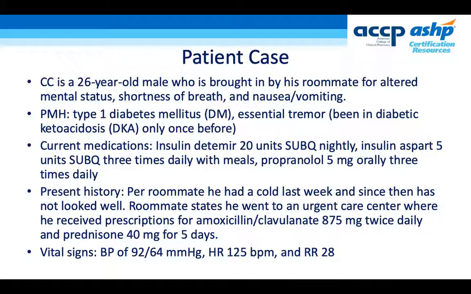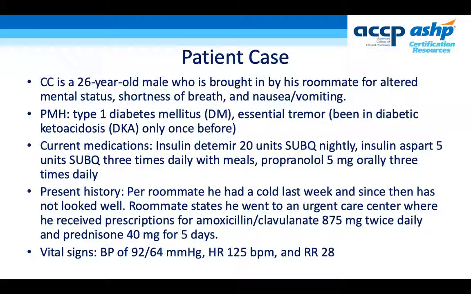His past medical history includes type 1 diabetes, he has an essential tremor, and he's been in DKA only once before. His current medications include insulin detemir 20 units nightly, insulin aspart 5 units 3 times daily with meals, and propranolol 5 milligrams orally 3 times a day.